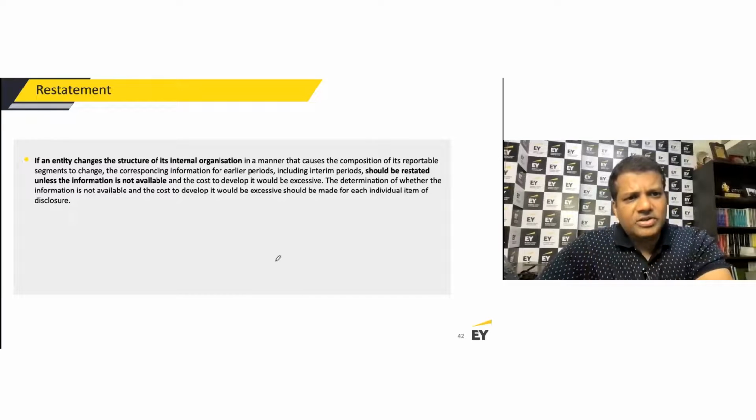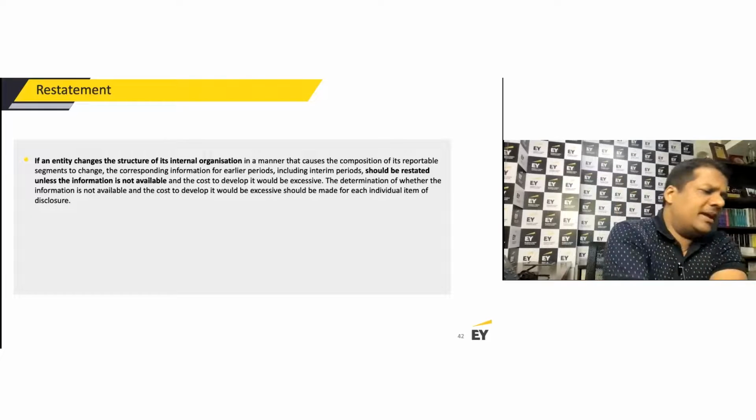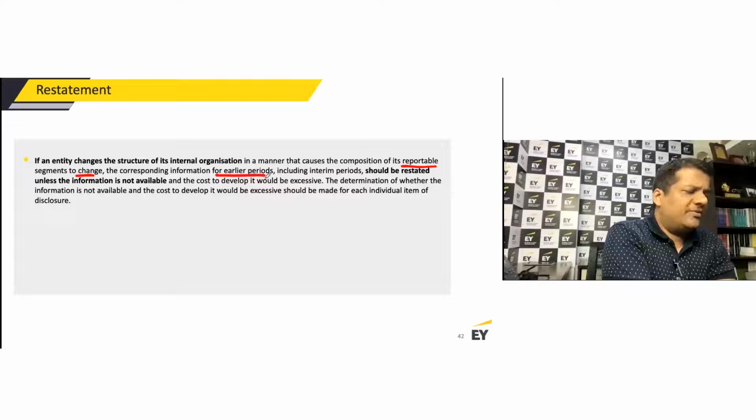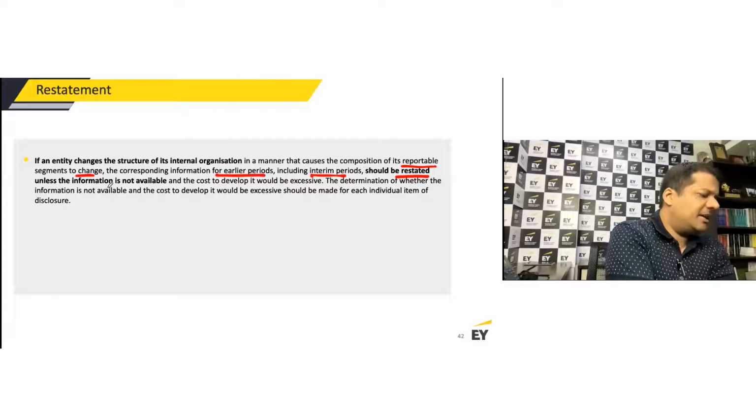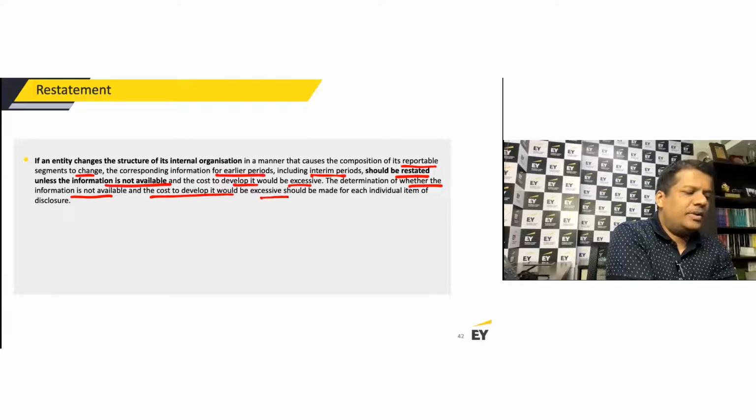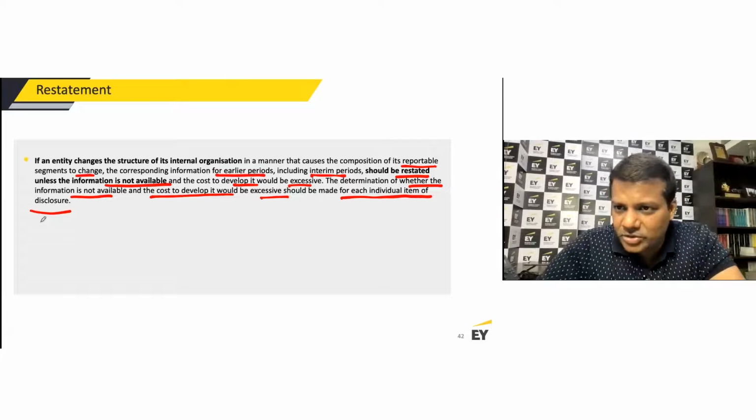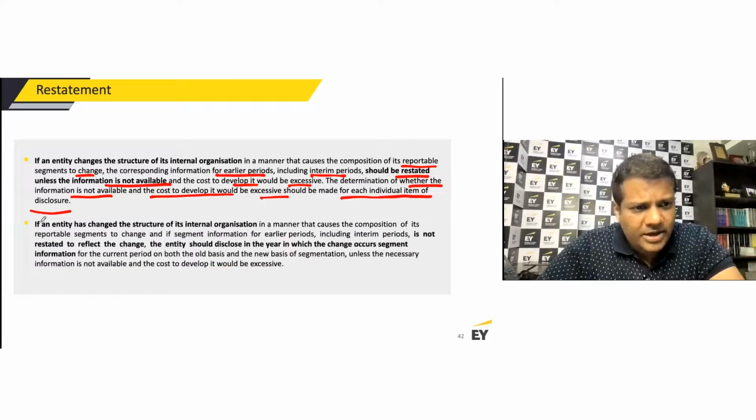If it changes the structure of the internal reorganization, right, as your reportable segment in a way changes, so you need to also present for earlier periods, including interim periods, restated unless the information is not available and the cost to develop it would be excessive. The determination of whether the information is not available and the cost to develop would be excessive should be made for each individual item. I think it's an area of judgment and you've got to exercise it carefully.